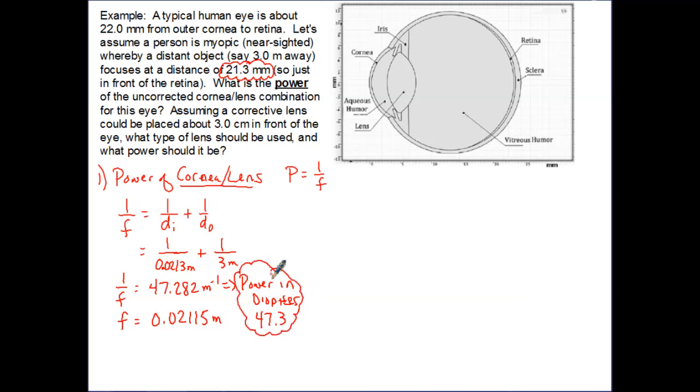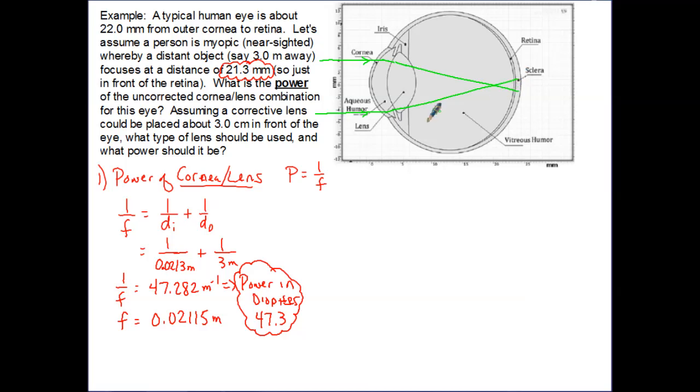Now, as you'll see, 47.3 diopters is actually a very strong lens. So what that means is that the light is bent quite a bit by this cornea lens combination. Let's see if we can figure out what kind of lens we're going to use to try to correct this vision. So let's go ahead and draw some ray diagrams here. This is a distant object coming from 3 meters away, so the light rays are almost parallel. Okay, and they're going to be bent by the cornea, bent more by the lens, and they are, of course, focusing in front of the retina.